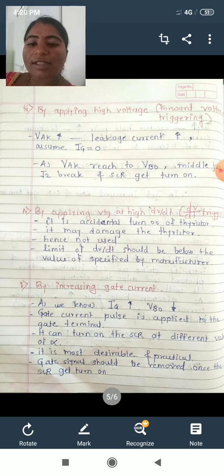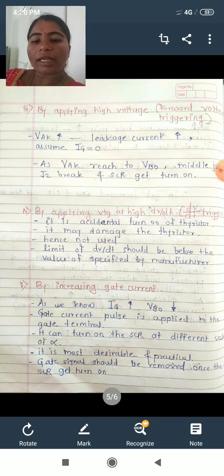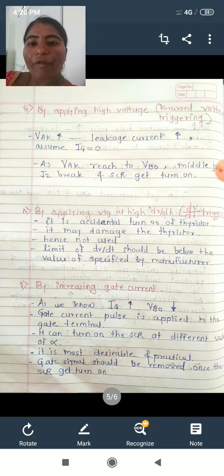Next is by increasing gate current. Increasing gate current means we apply the gate pulse to the gate terminal, and when we apply this gate pulse, the Ig current increases. We already learned the working principle of SCR, and one statement is that when you increase the Ig current, the breakover voltage goes on decreasing. Breakover voltage is nothing but the voltage after which the SCR gets turned on.